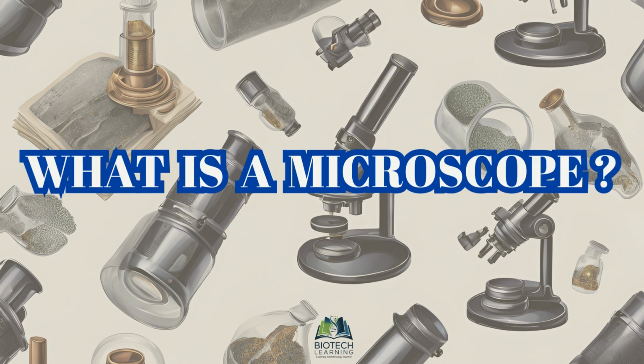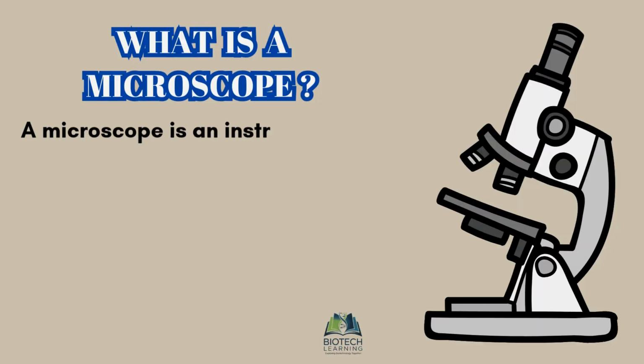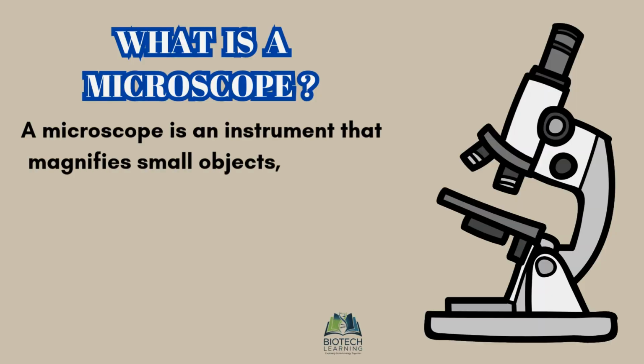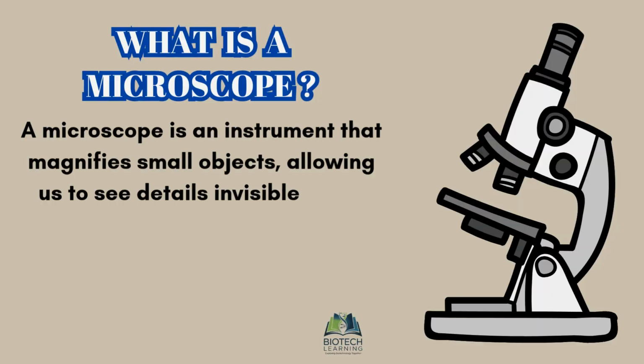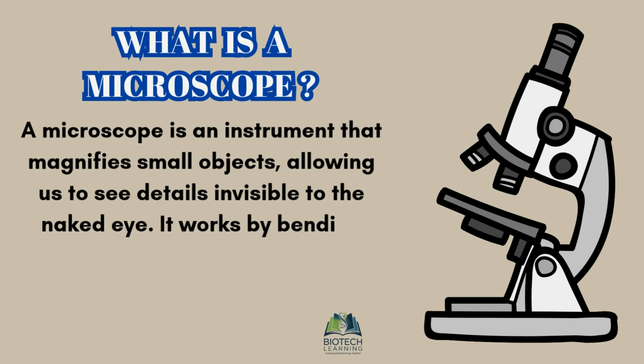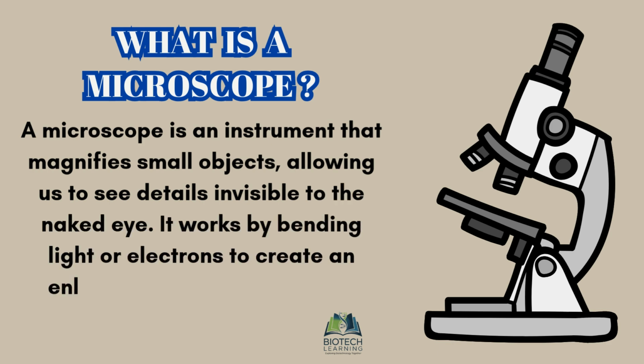In today's video, we're diving into one of the most essential tools in science, the microscope. What is a microscope? A microscope is an instrument that magnifies small objects, allowing us to see details invisible to the naked eye. It works by bending light or electrons to create an enlarged image of the object.